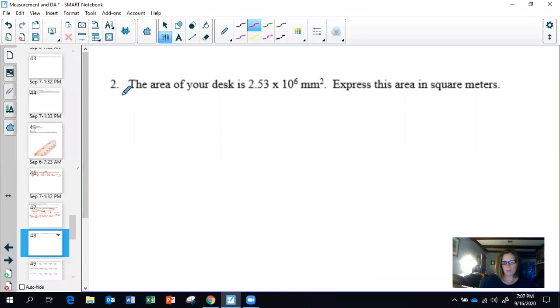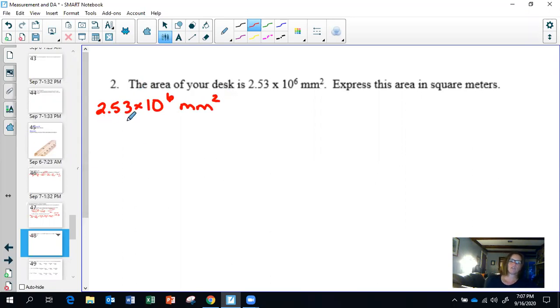So one more problem of this type. The area of your desk is 2.53 times 10 to the 6 square millimeters. I'm not sure who would measure an area of a desk in a unit that small, but let's go with it. And we want to express this value in square meters.